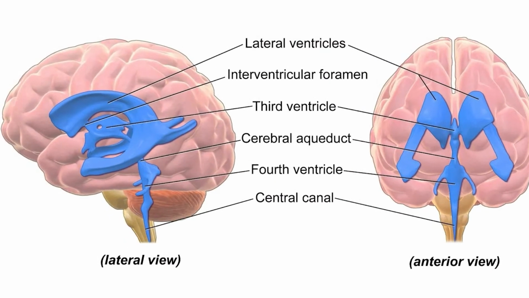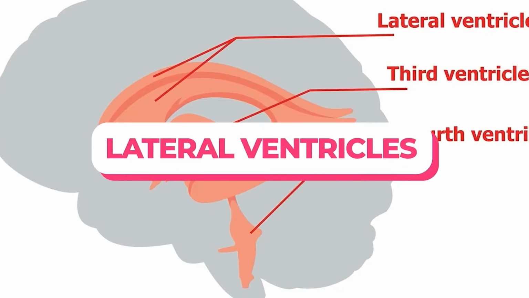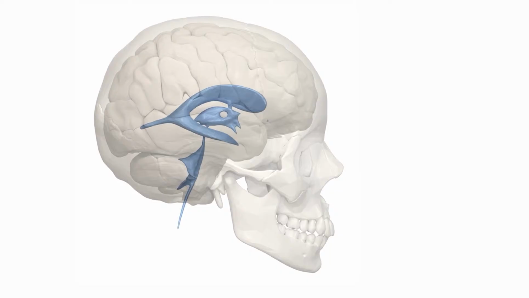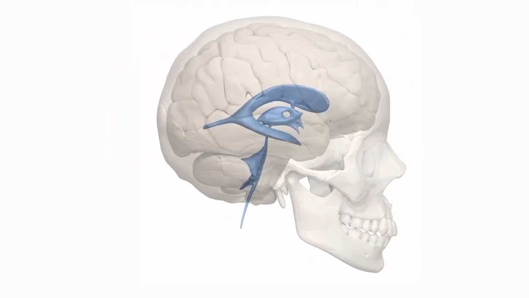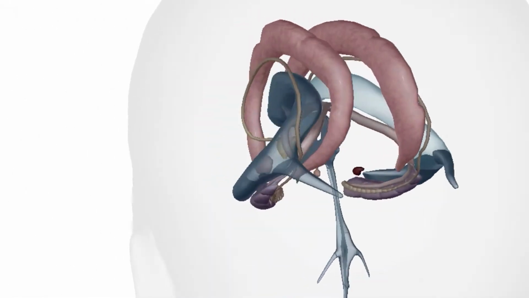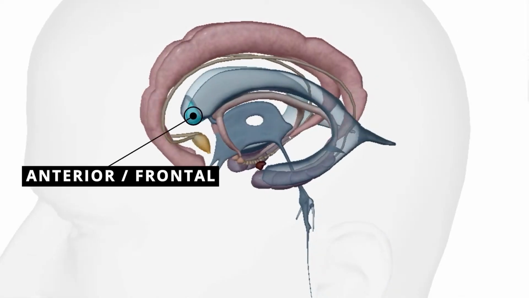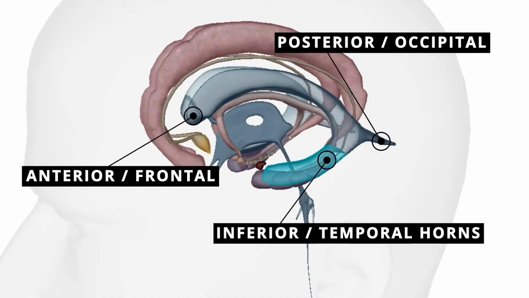Anatomy and structure. The ventricular system comprises four main ventricles. Lateral ventricles, first and second ventricles. These are the largest of the ventricles and are found within each hemisphere of the cerebral cortex, having a curved, horseshoe-like shape. Each lateral ventricle consists of a central body and three protruding horns: the anterior or frontal, posterior or occipital, and inferior or temporal horns.